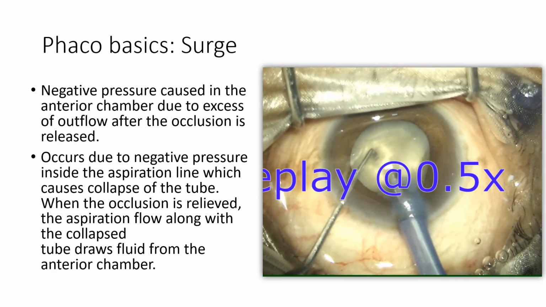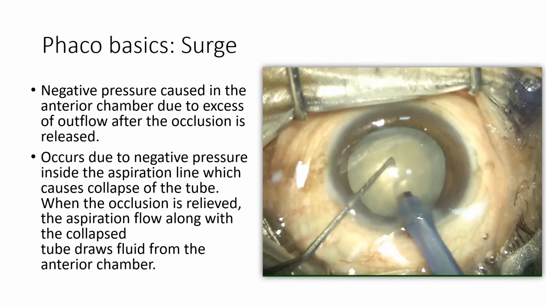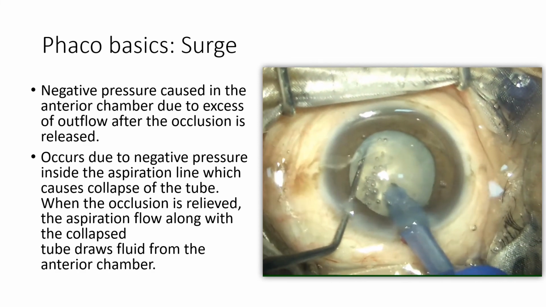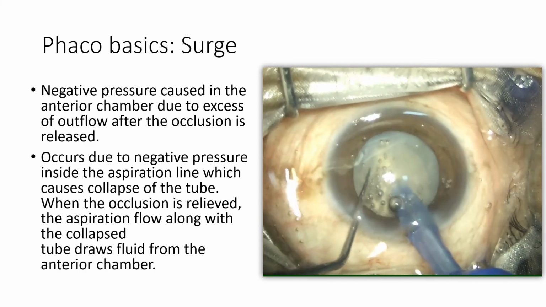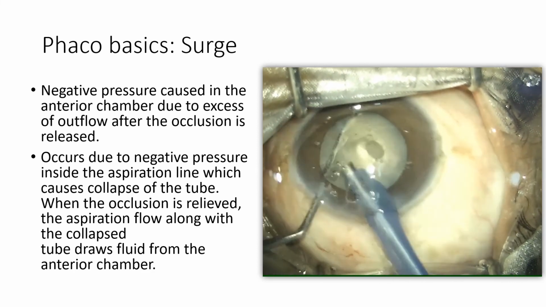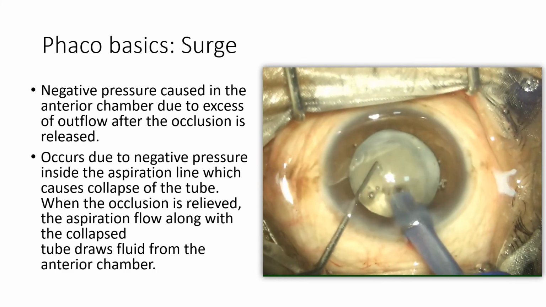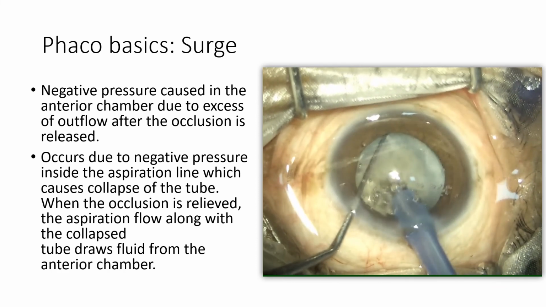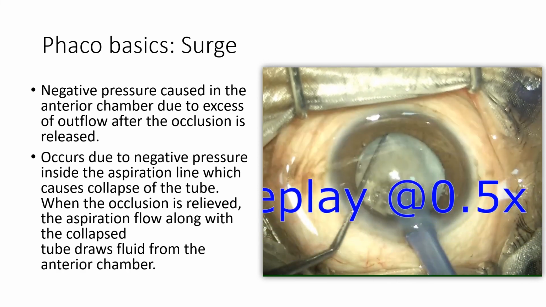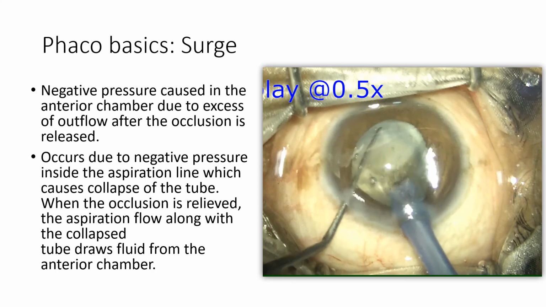So then comes the concept of surge. Here we have a video where you can see that during emulsification, if the inflow is not in tune with the outflow and it is less, this can cause negative pressure inside the anterior chamber and cause collapse of the chamber, and we will see that. So the moment this happens, the anterior chamber of the eye will simply collapse, and you see this is what is happening now.